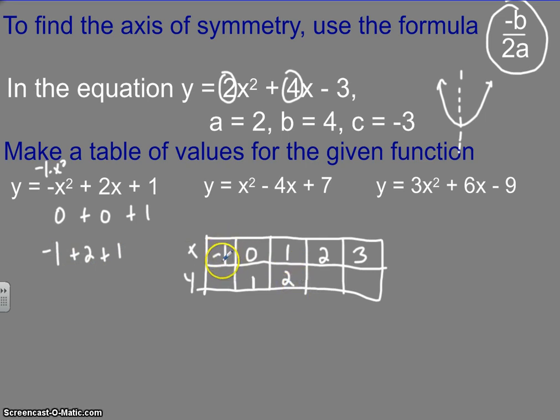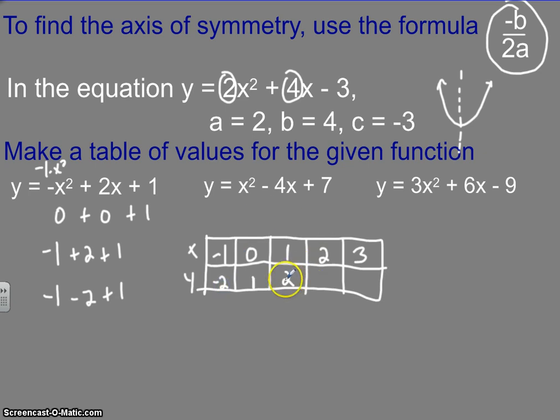Let's do negative 1. Negative 1 squared is positive 1, but I multiply that positive 1 by negative 1, and I get a negative 1 for the first term. 2 times negative 1 is negative 2. So this is negative 3 plus 1, which is negative 2, right?